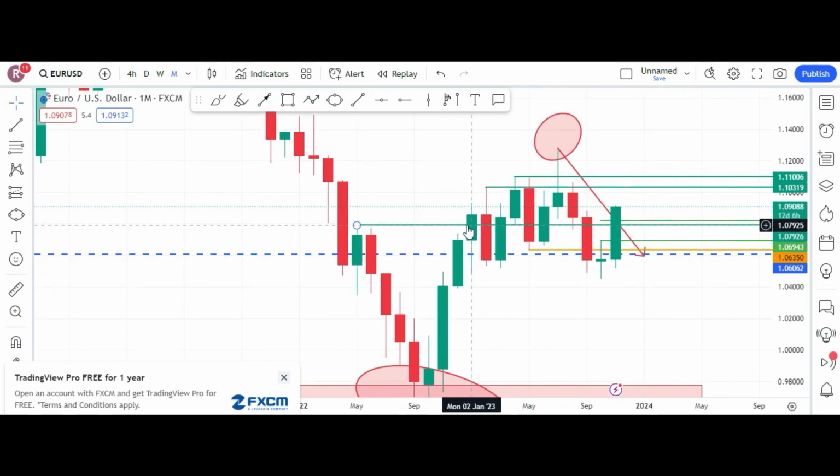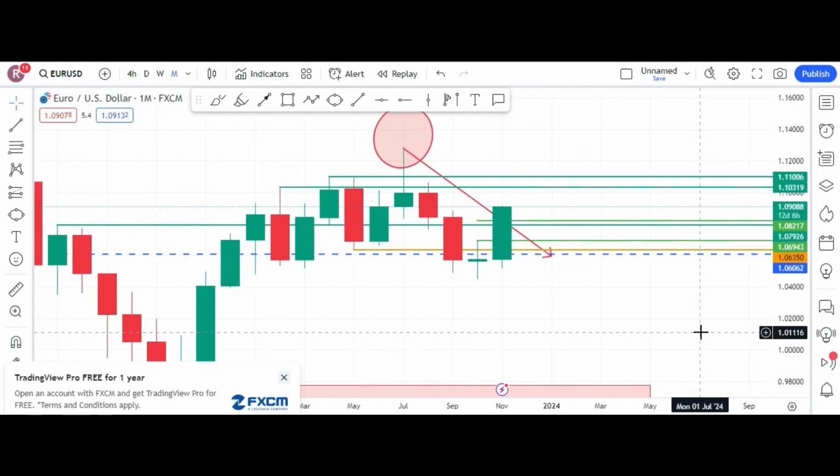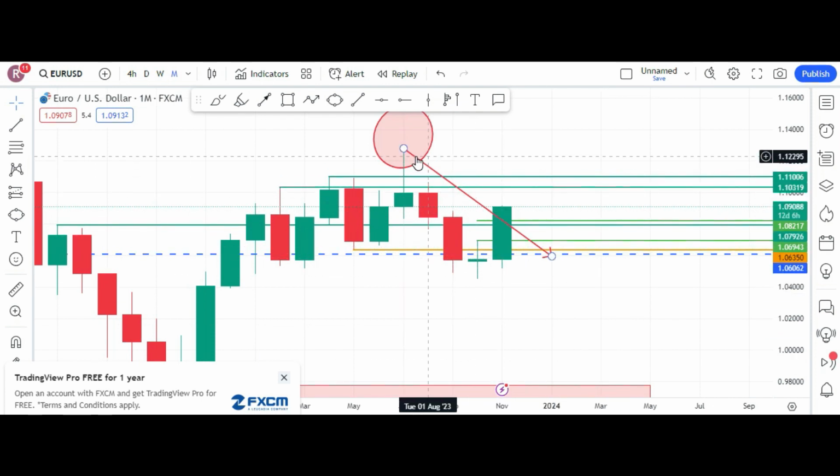Initially it broke the structure here. This is the place. Then this month it came down, then through this month it went up. Here it tried to break the structure, failed, came back, created enough momentum, and tried to move upward, but it failed to break this structure and this structure and started a downward trend.